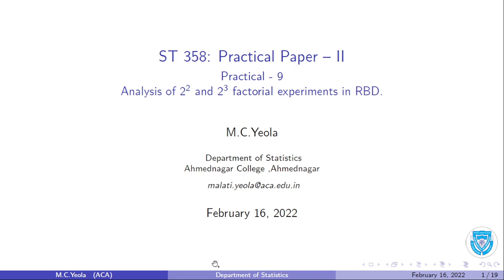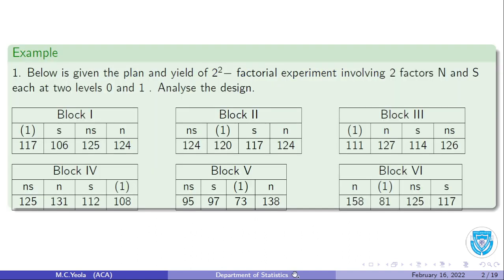So this is practical number 9 here. Analysis of 2 cube and 2 square factorial experiments in RBD. So we'll consider the first example as below. Given is the plan and yield of a 2 square factorial experiment involving two factors N and S, each at two levels 0 and 1. Analyze the design. So we are having this data for these 6 blocks.